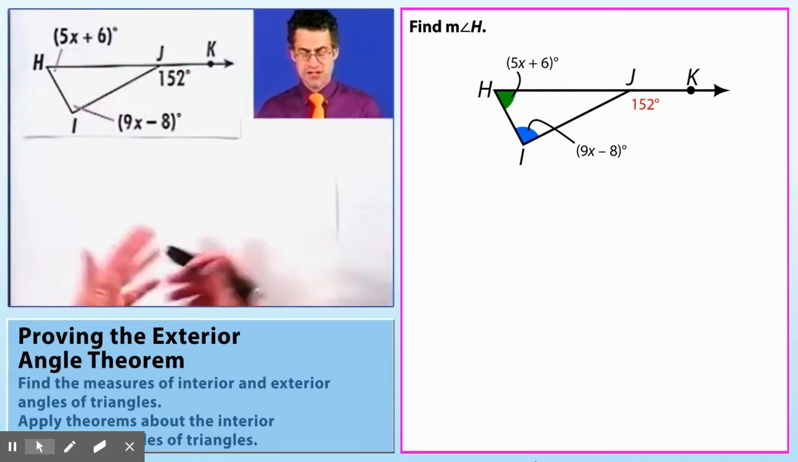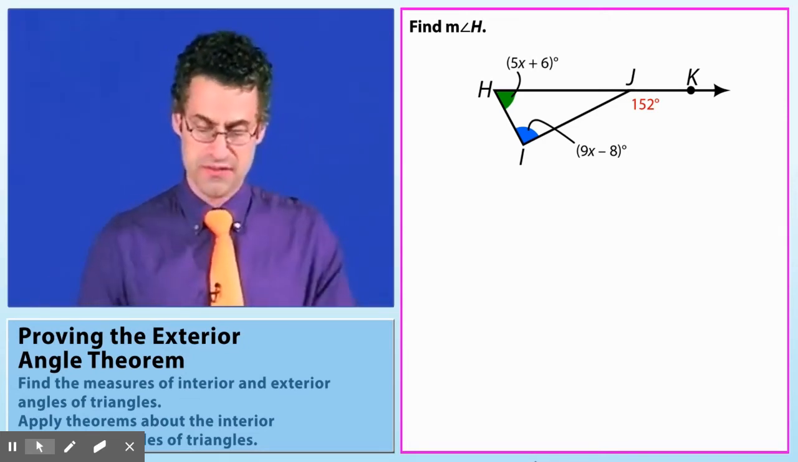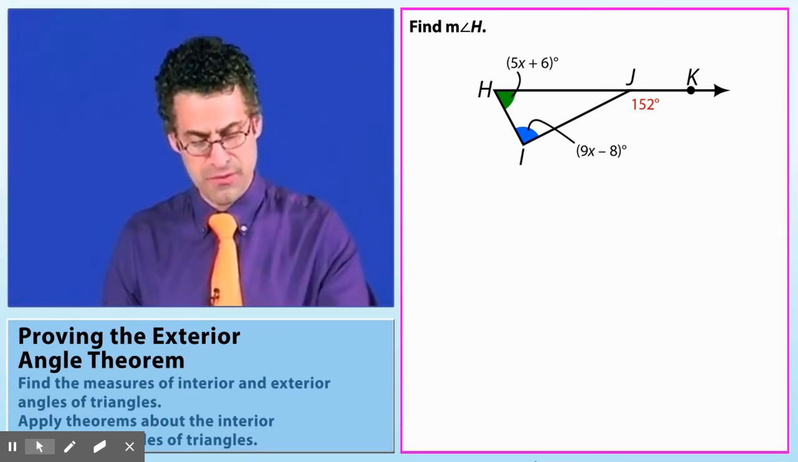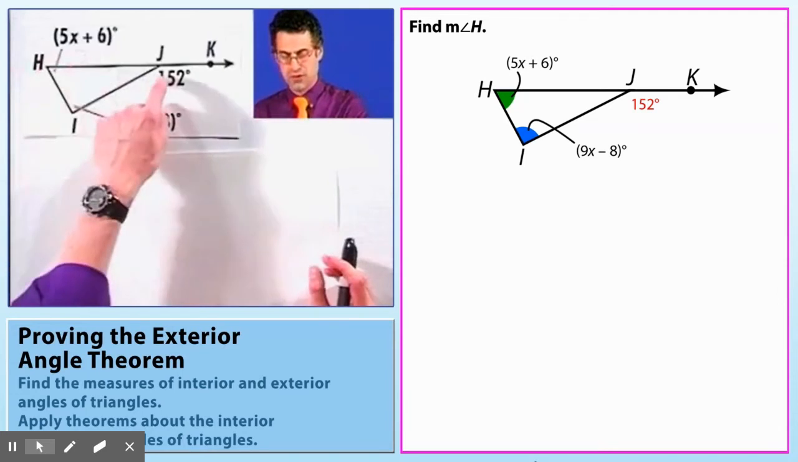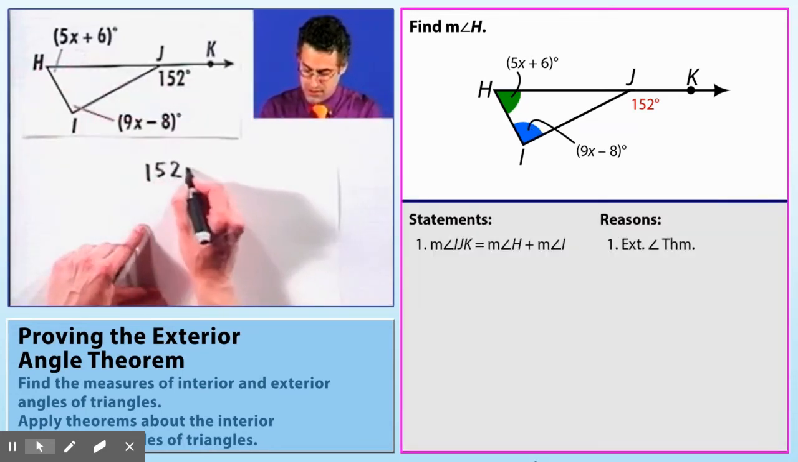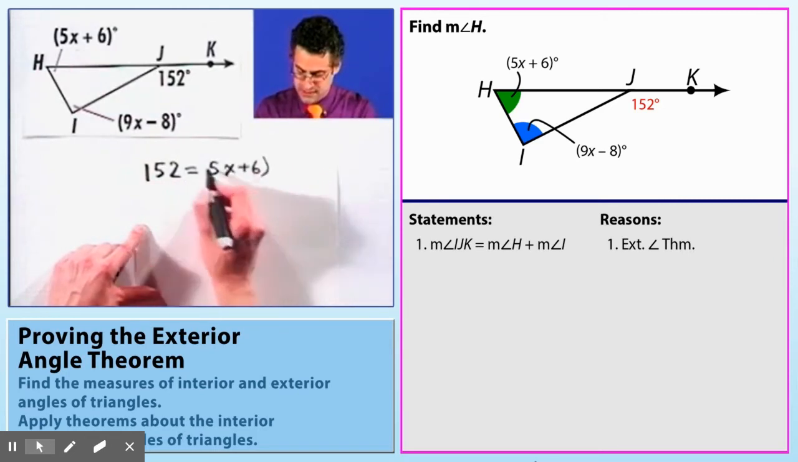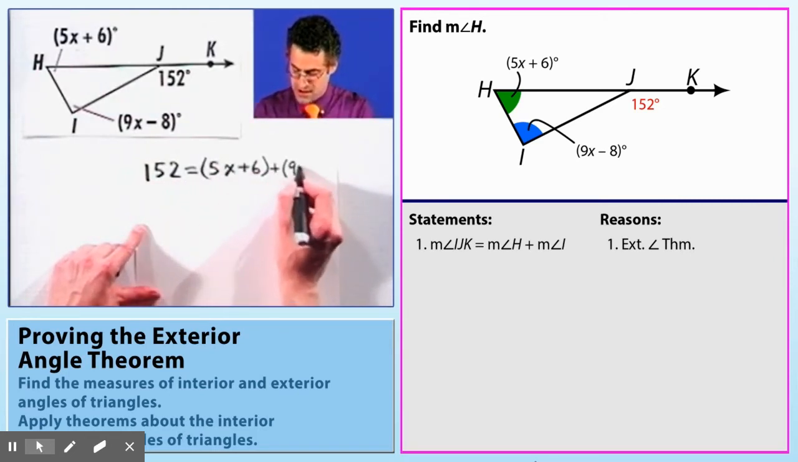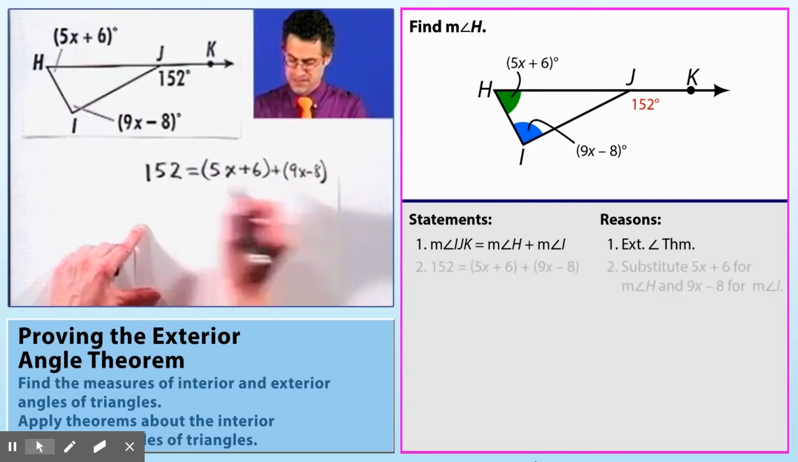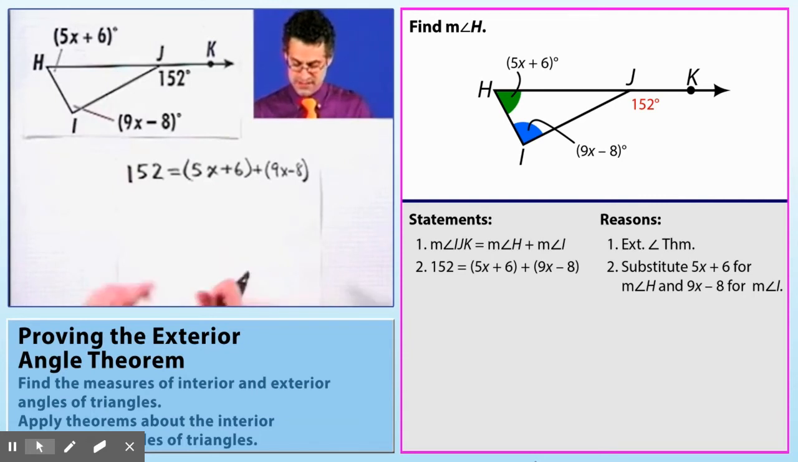Now, how can we actually produce some algebraic equation that links all this information? Well, we know that the sum of these two angles in measure will equal the measure of this. And so what we see is 152 must equal 5x plus 6 plus 9x minus 8. These are all in degrees, but I'm going to just look at the algebra first, and we'll remember to put them back in degrees in a second.